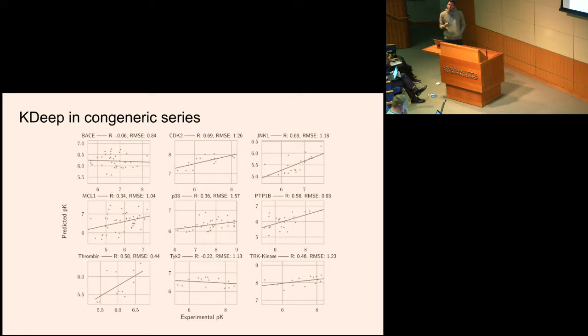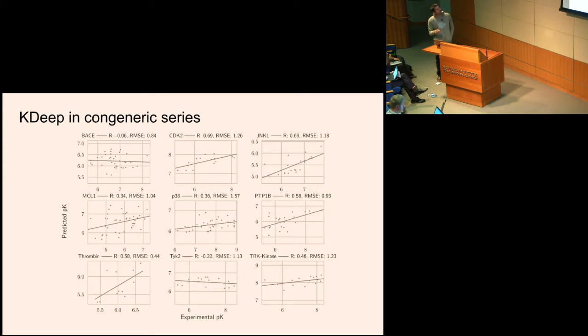Now, trying to apply KDeep to congeneric series is really bad for KDeep because you're trying to predict +1 or -1 binding affinity differences using maybe +13, -13, because KDeep predicts absolute binding affinity. So we're predicting absolute binding affinity for things which are really close. For instance, for base, it's everything between 6 and 6.5. So it's practically impossible to have any correlation there because you have a huge error. You have a very, very small variation between ligands.